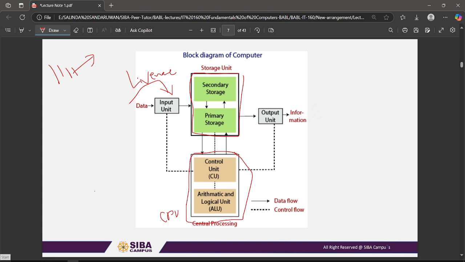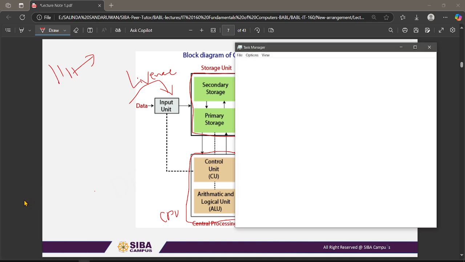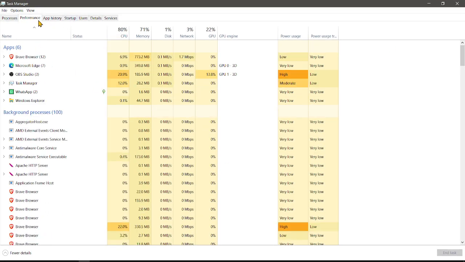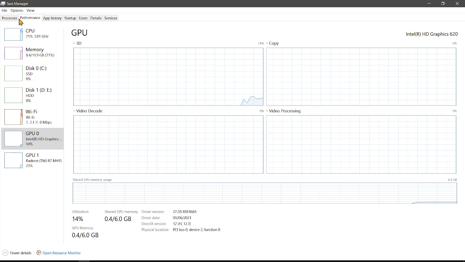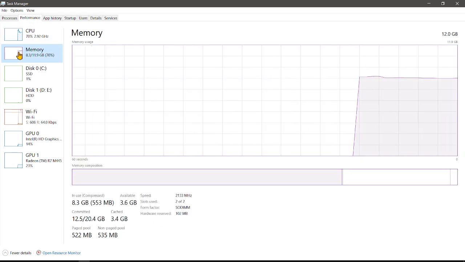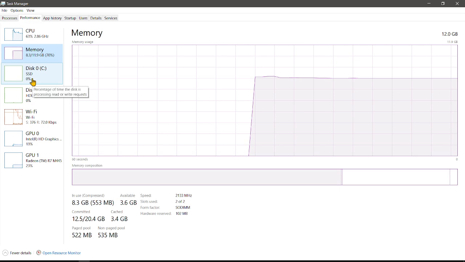If you go to the start menu, right click and go to the task manager, you can see the CPU and the RAM usage. If I go to the performance tab, you can also check this on your laptop or computer. Here the CPU is using 69%. If I go to the memory, I have altogether two slots and 12 GB of memory. I'm using 8 GB now, which means 70%, and the hard disk is almost not used.